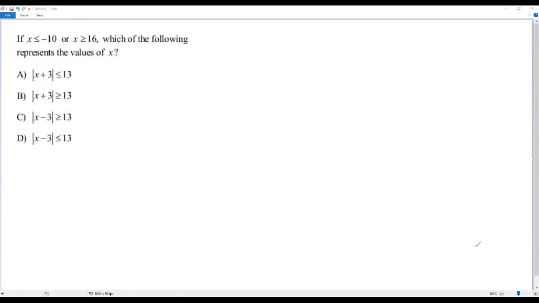Here we have an SAT math problem. Okay, let's go to the question. If x is less than or equal to negative 10 or x is greater than or equal to 16, which of the following represents the values of x? Okay, here we have a compound inequality, and the type of this compound inequality is a disjunction.